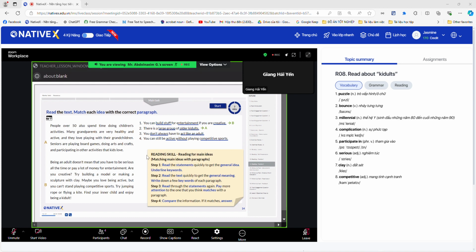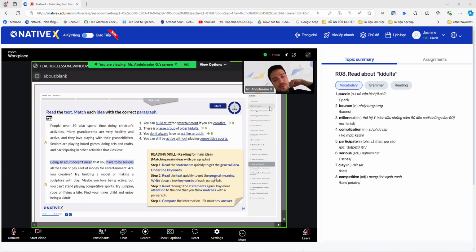Ms. Yen, number 3. Number 3, match Adult with paragraph B. I find the keyword Adult. Adult doesn't mean you have to be serious all the time. Exactly. Yes, that's correct.